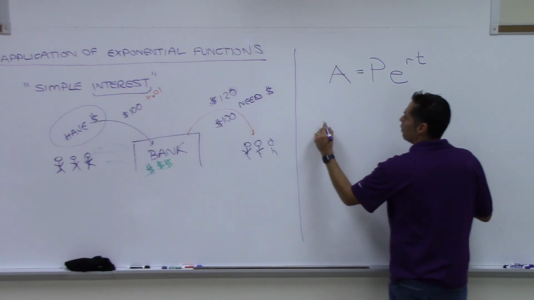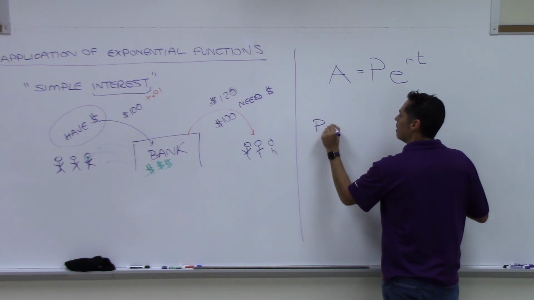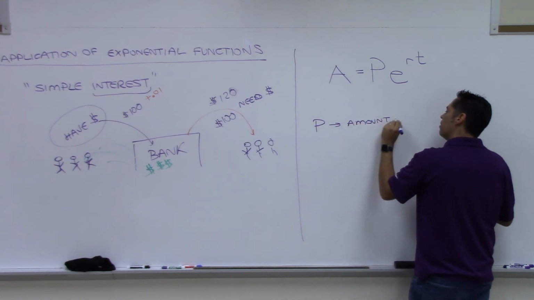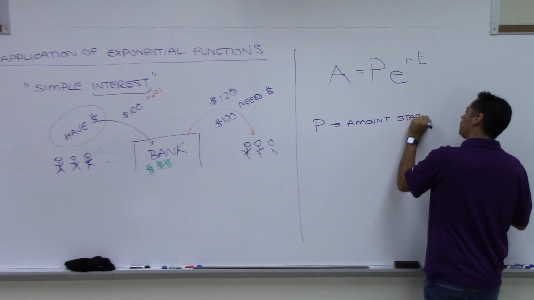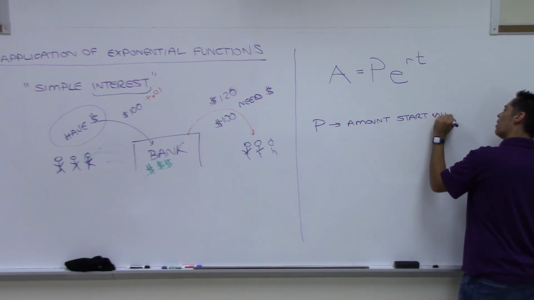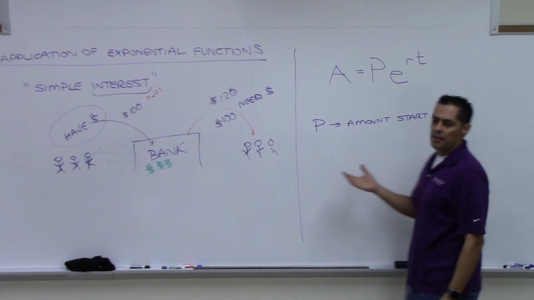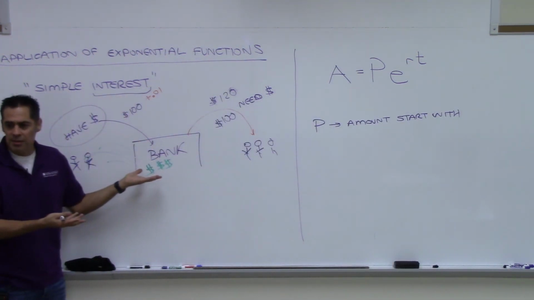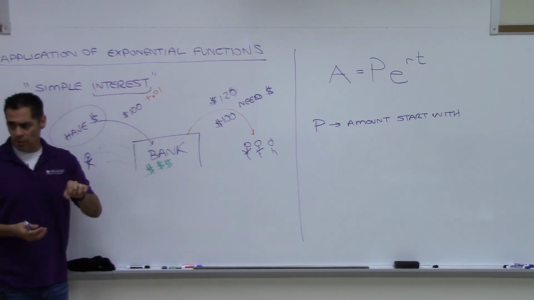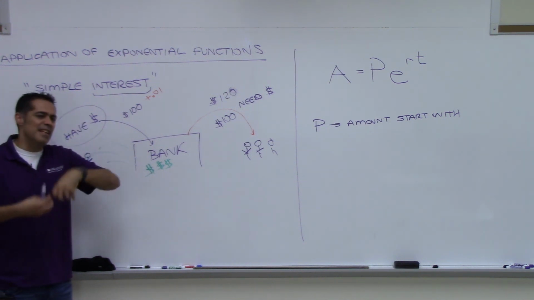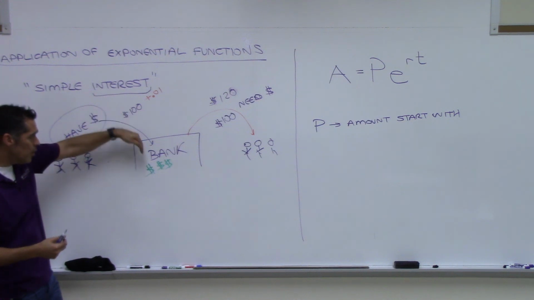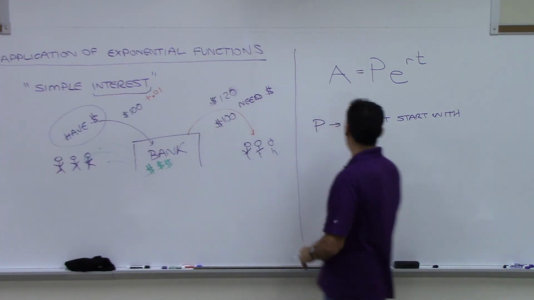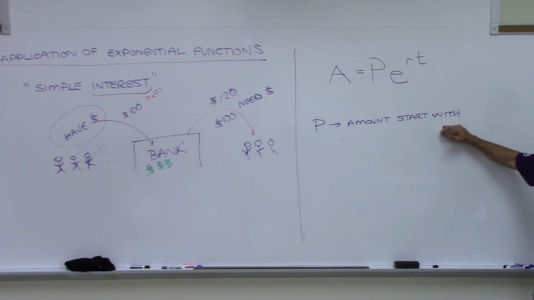Well, first of all, P is going to be the amount you start with. So in this case, if you go put $100 in the bank, that's what P is. It actually stands for the word principal. The principal is the initial amount of money that you're either putting in the bank, or if you're the person borrowing, it's the amount of money you borrowed. So it's the amount that you start with.